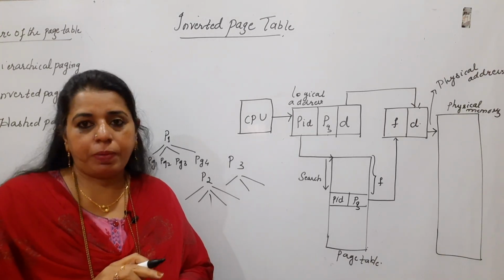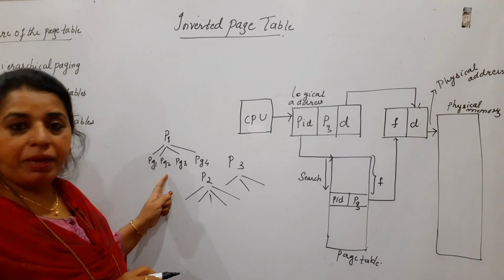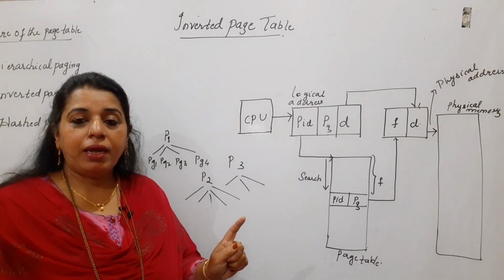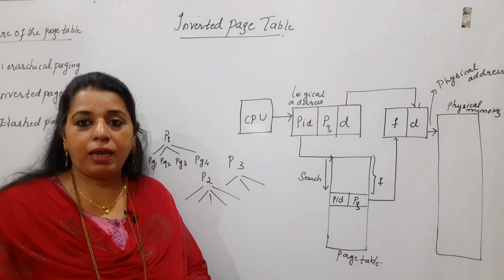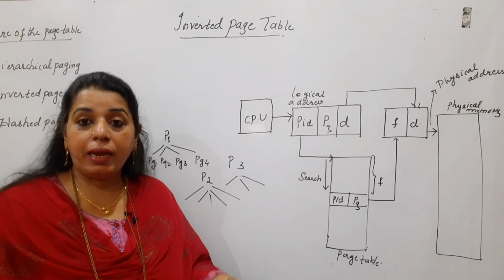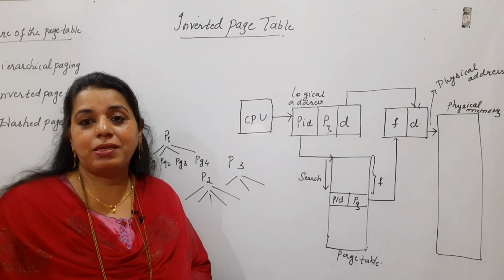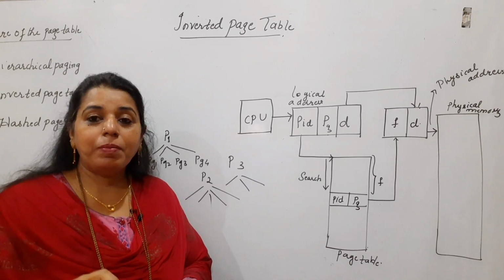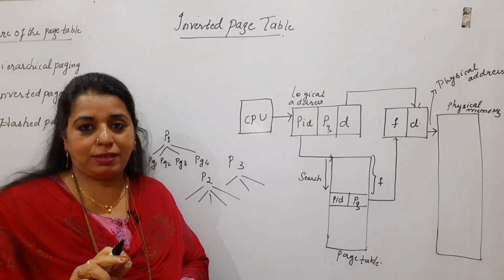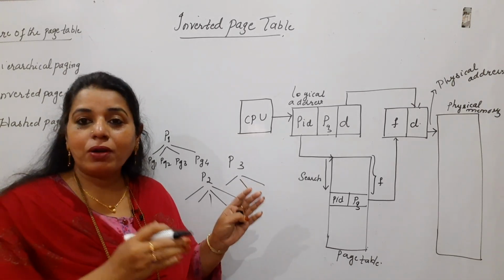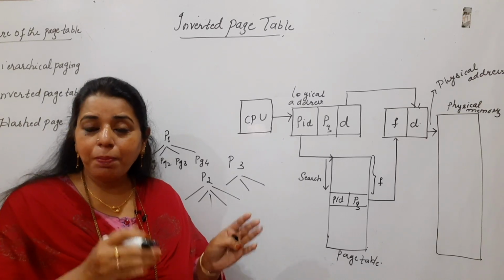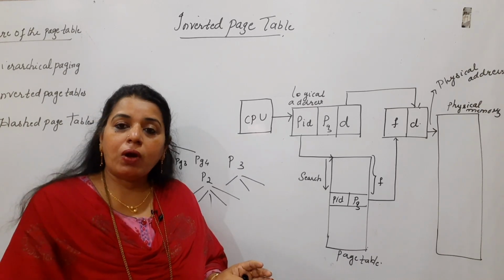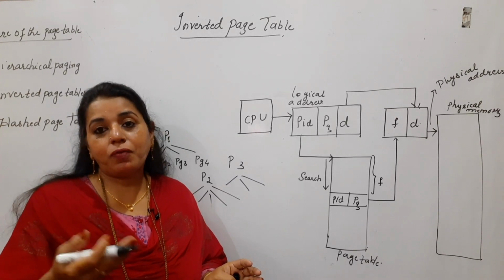And for each of these processes you need a page table. Then how many page tables do you require? Just imagine in the multi-programming environment, if there are 50 processes and each process has 100 pages, that means for every process there will be 100 entries. So you are going to store the page tables of all those 50 processes in the main memory. But at a time the CPU is not executing all the pages of all the processes.